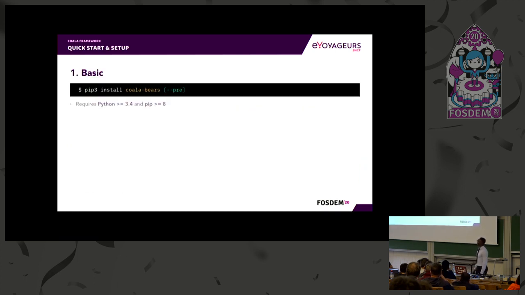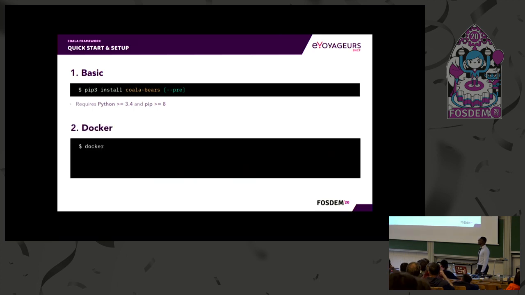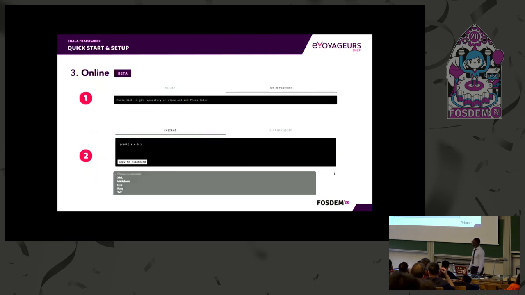Let's see how to quickly set up. You could use pip to install Coala bears, which installs everything you need to start working with Coala. Or you could also use Docker, which I think is the recommended way because you don't have to deal with pip packages. You just use the container which is packaged up with all the things you need. You have another way, which is online. You have a beta web page online where you can just put the repository of your code and start working on it.